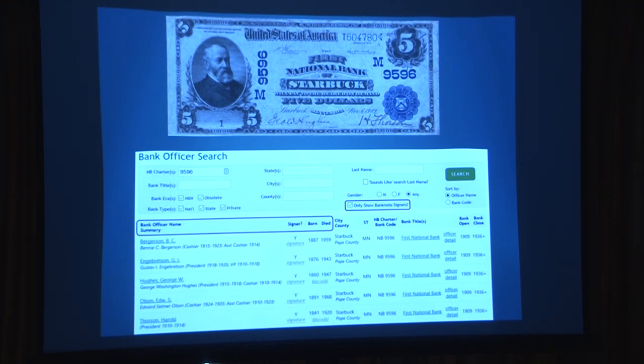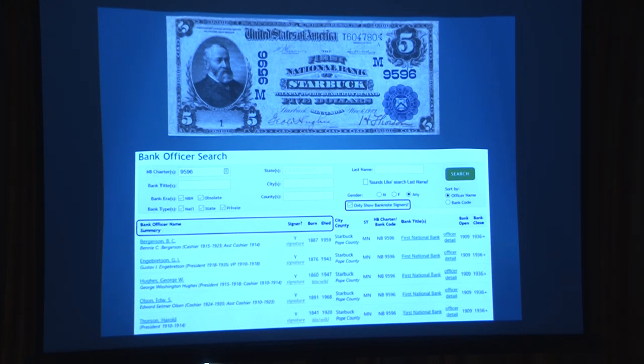Next two columns there are birth and death year, if they're available. That'll show there. And then if this bank officer has a banker bio in the Wiki or somewhere on the internet, then that link will show there. And if you click on that, that'll bring up the Wiki page on that banker bio. So you can see there's a lot of information that's available here.